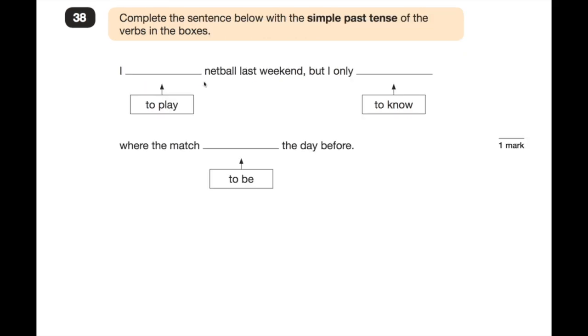Number 38 is asking us to use the simple past tense of the verb. So because it's past tense, I played. And it's looking for spelling here as well, so make sure you spell those correctly. I played netball last week, but I only knew where the match was the day before. This is the one that catches people out, is to be. Some people forget that being is a verb. So it's very useful for you to go away and have a look at the different forms of be in the past tense and the present tense.